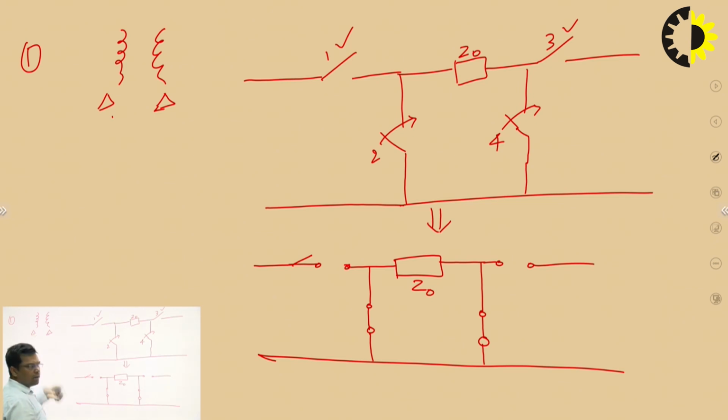that in a delta connected network the current always flows inside the branch, not in the line. So this is the configuration with respect to delta connections.